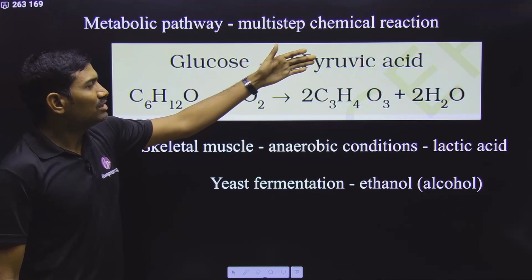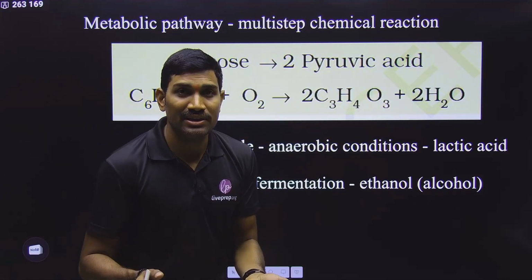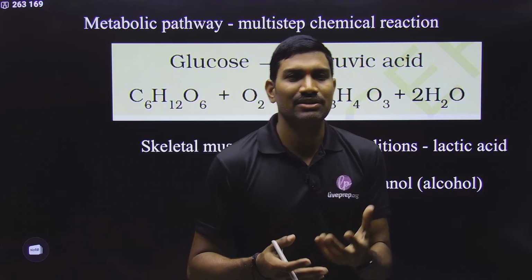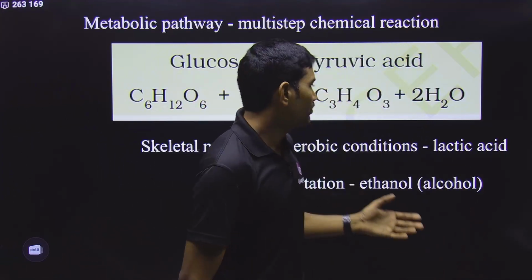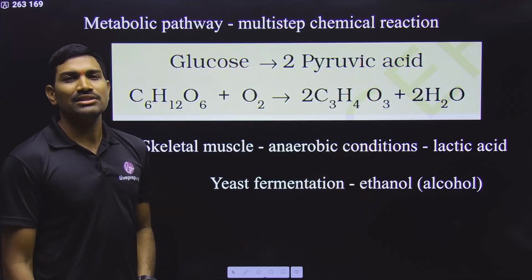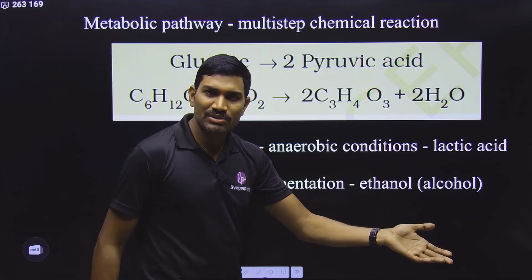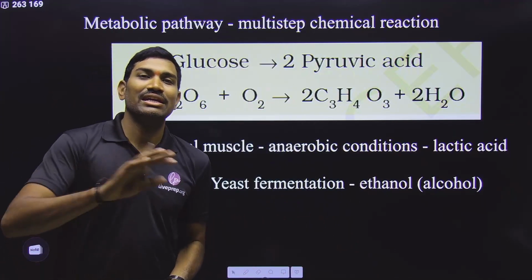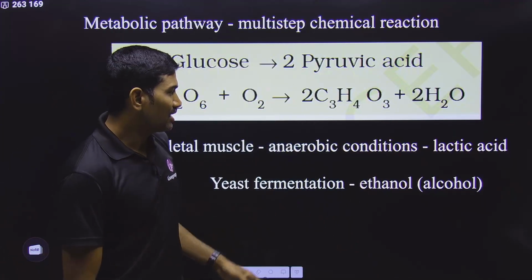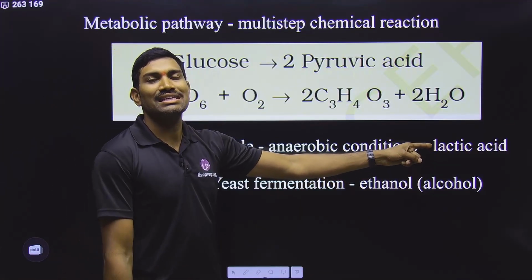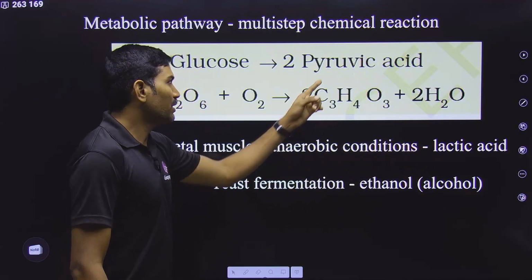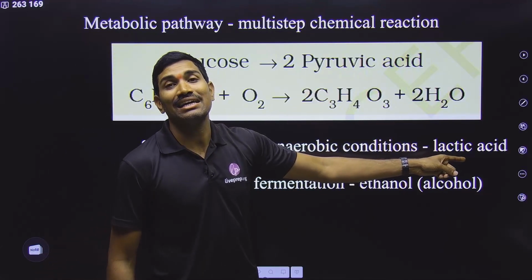Clear? And now this pyruvic acid may have different fates. In aerobic conditions, if oxygen is available, this pyruvic acid can be converted into acetyl coenzyme A, and then it can enter the Krebs cycle. So that is one pathway. If oxygen is not present, in different organisms different fates are there. In the human skeletal muscle cells, this pyruvic acid will be converted into lactic acid.